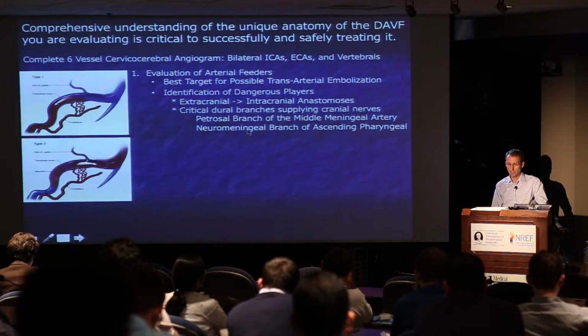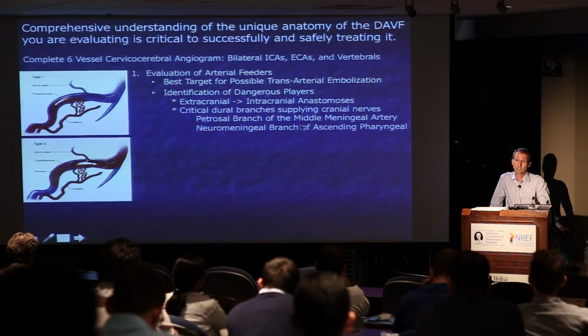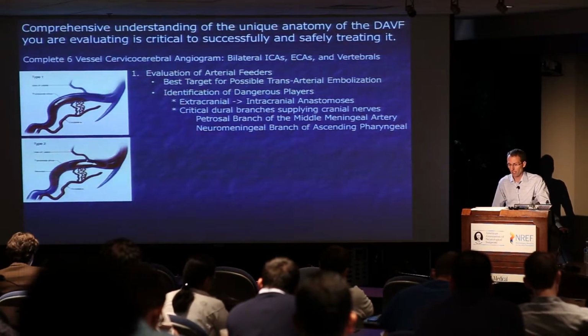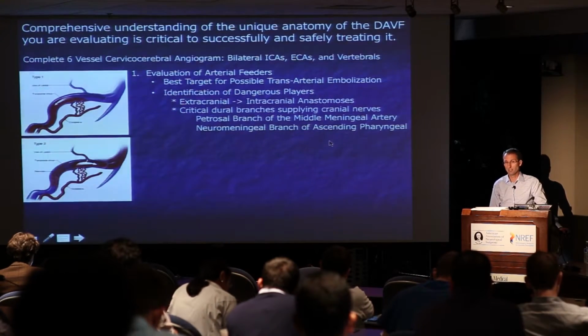And for these guys, there's the petrosal branch of the middle meningeal artery, which runs in the internal auditory canal with 7 and 8, supplies the facial nerve. And then the neuromeningeal branch of the ascending pharyngeal, which I'll show, basically supplies a lot of the lower cranial nerves. These are important. Patients want them to work, and we need to be careful to preserve them.